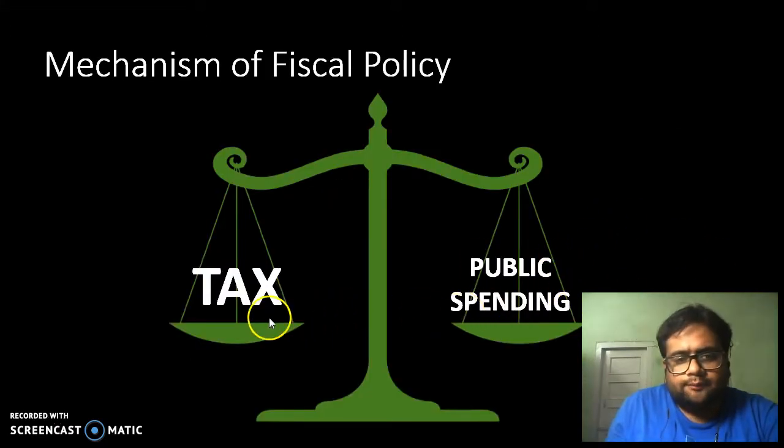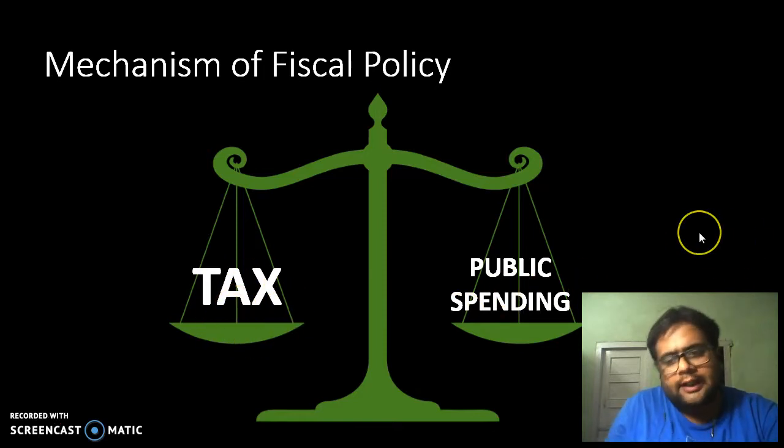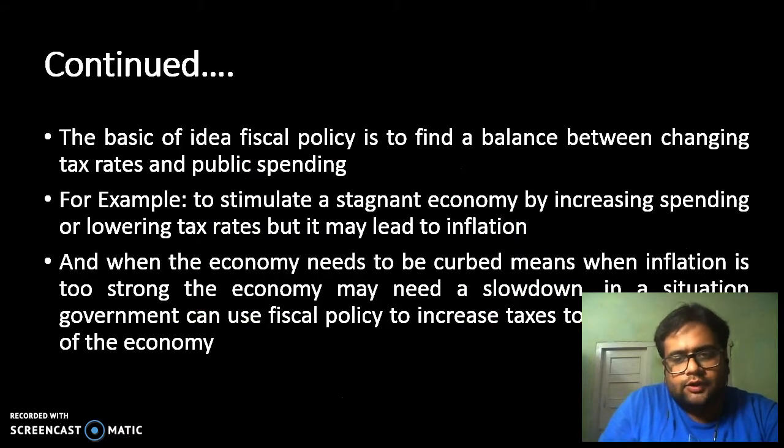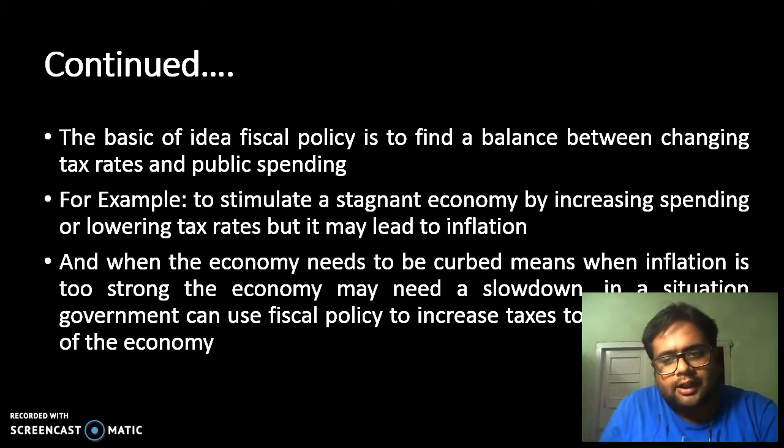What's happening over here? The government is getting tax, and that tax is again spent on the public. If there is a situation where an economy is very stagnant, where there is very little or even negative growth going on, we need to increase spending in that particular scenario. So how can the government make the public spend more?